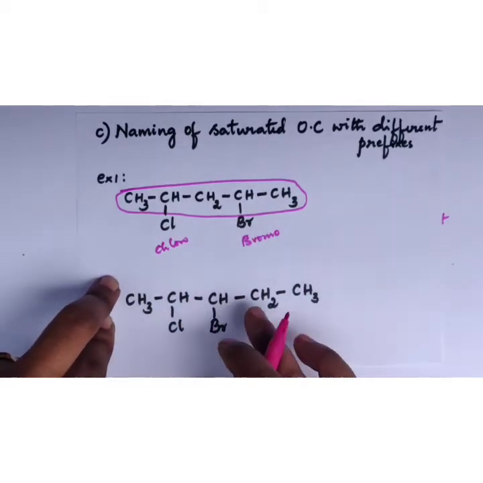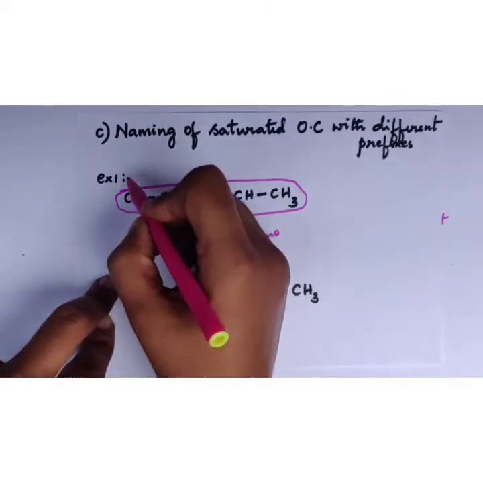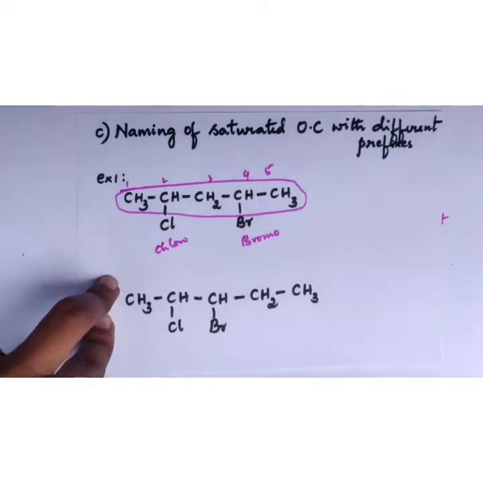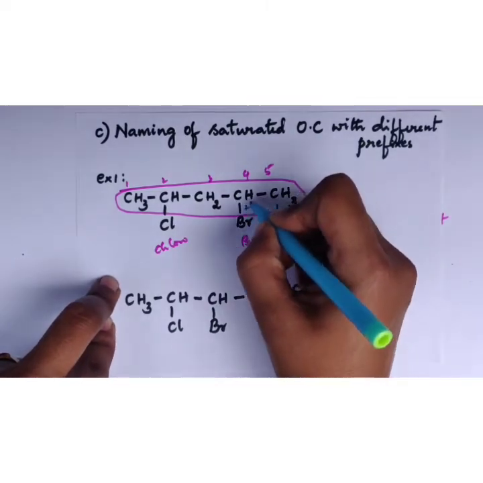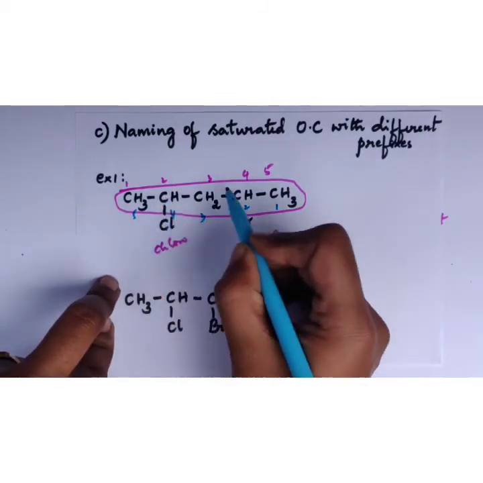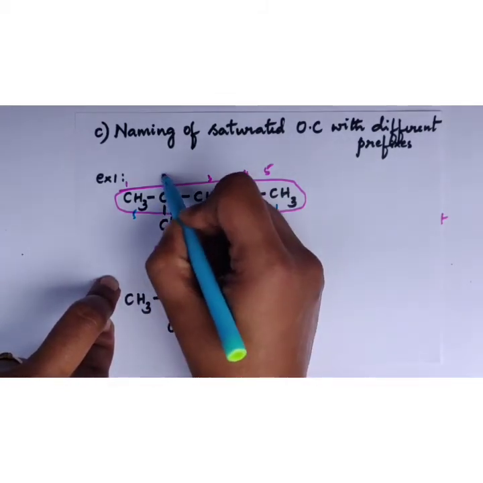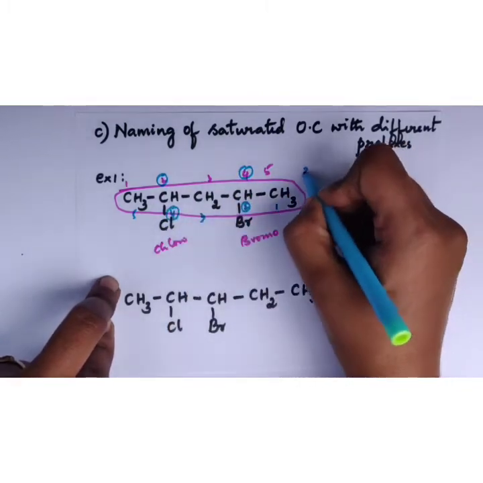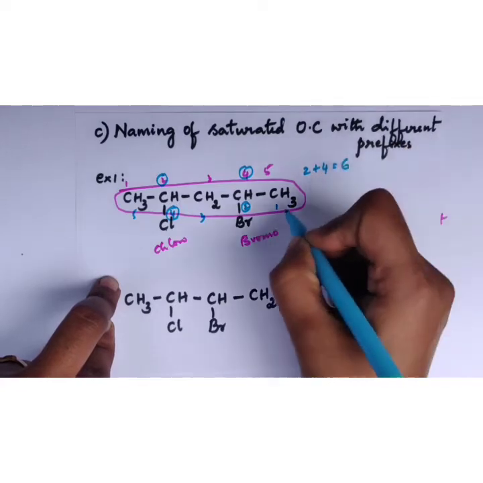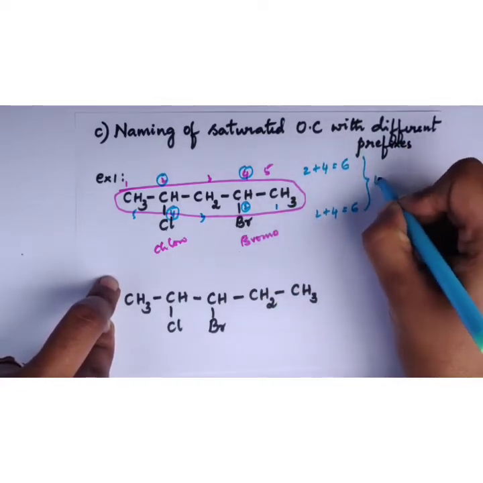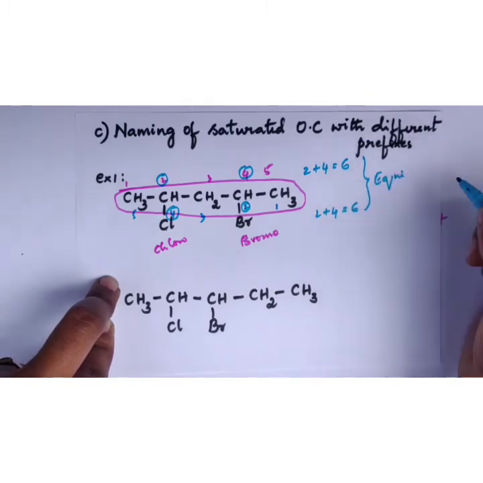Okay. Now, first you number it. Number it from both sides. 1, 2, 3, 4, 5. If you number it from this side, 1, 2, 3, 4 and 5. Now, total the locants. Chloro is attached to this carbon and bromo is attached to this carbon. So it is 2 plus 4 and here it is 2 plus 4. So it is 6. Here it is 2 plus 4, it is 6. So the total is equal. That means it is equivalent.